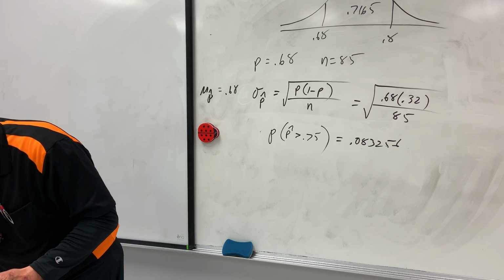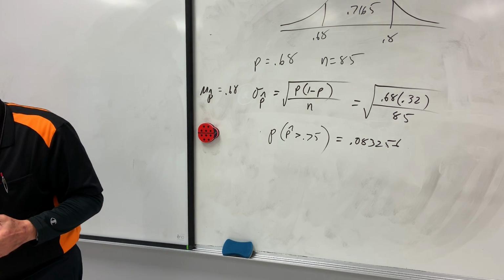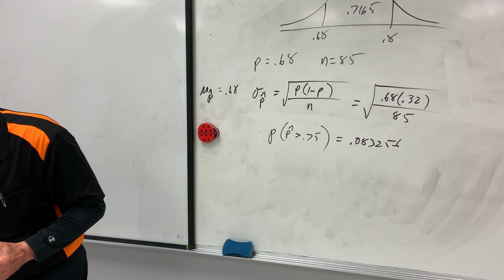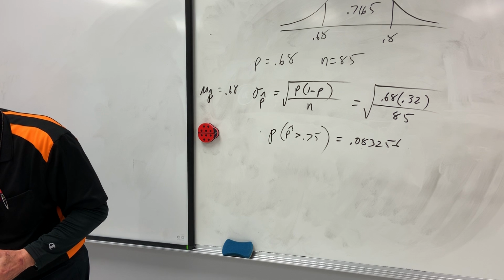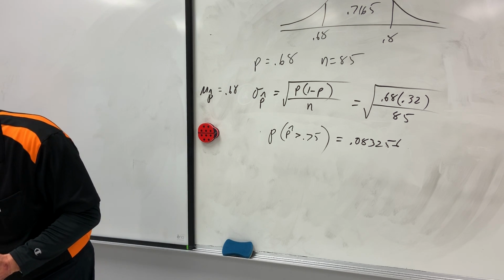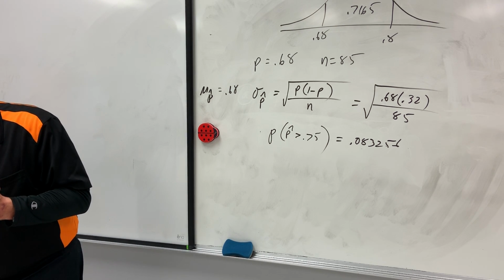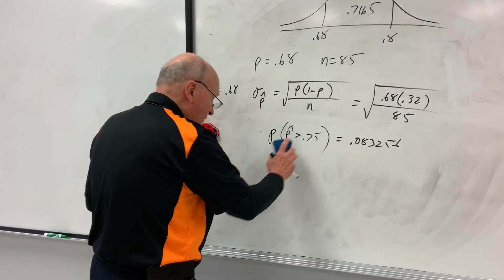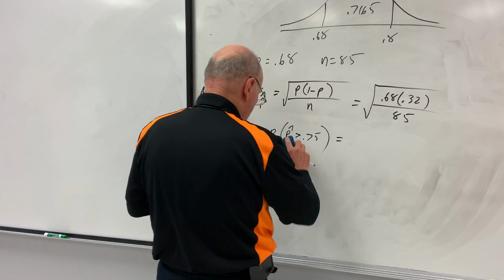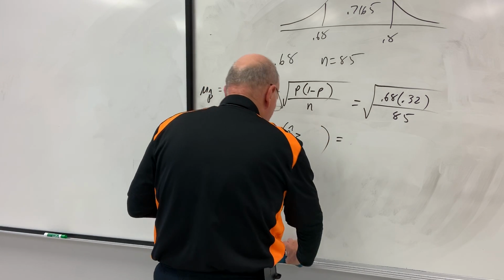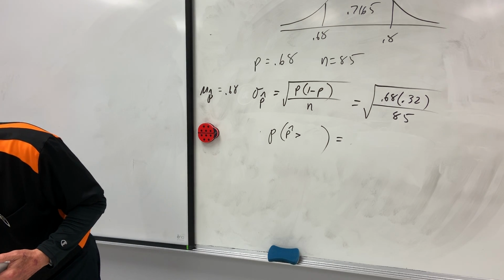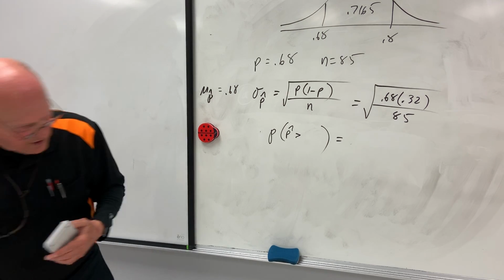Look down at F. It says, would it be unusual if less than 65% of the people in the sample were in debt? Now, we're going to do the same thing and find the probability on it. And this time it says that P hat is less than 0.65.